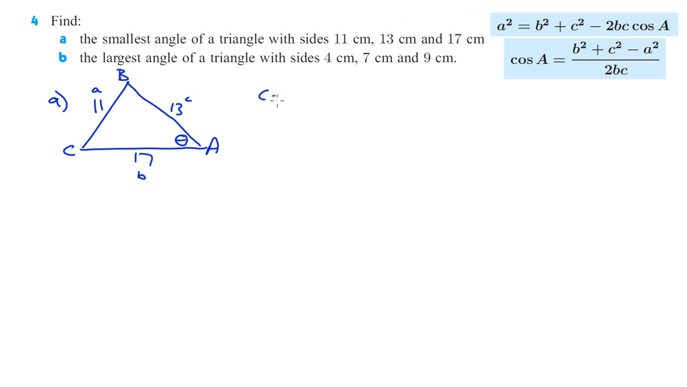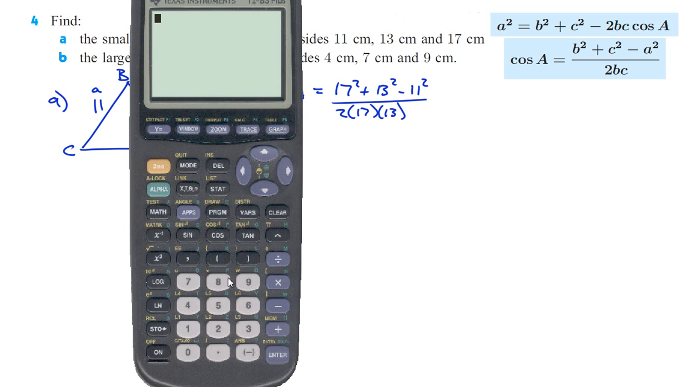Okay, so then we would do cosine of A equals B squared, which is 17, plus C squared, which is 13, minus a squared, which is 11, all over 2 times b, which is 17, times c, which is 13. So let's do 17 squared plus 13 squared minus 11 squared. That gives us 337.